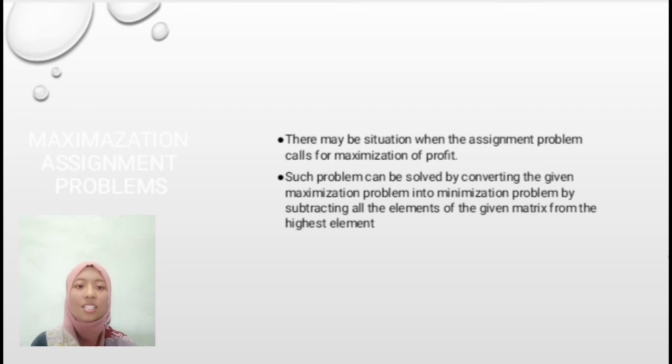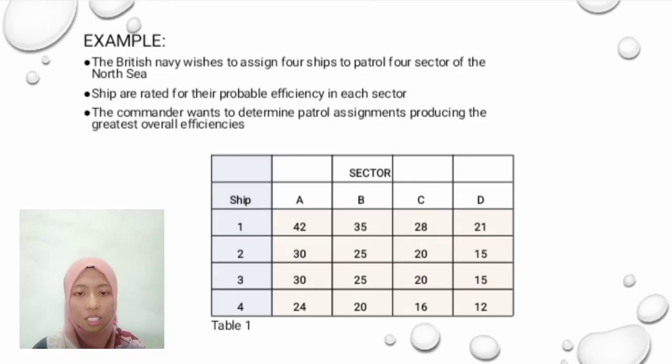Okay, I will present about the maximization assignment problem. There may be a situation when the assignment problem calls for maximization of profit. Such a problem can be solved by converting the given maximization problem into a minimization problem by subtracting all the elements of the given matrix from the highest element. Let's see the example of a maximization assignment problem.